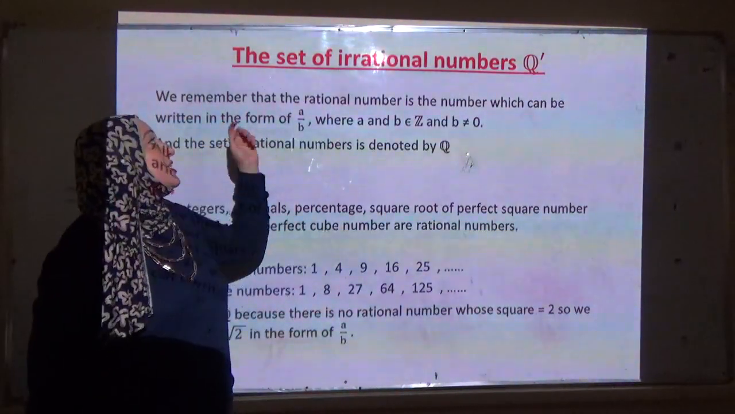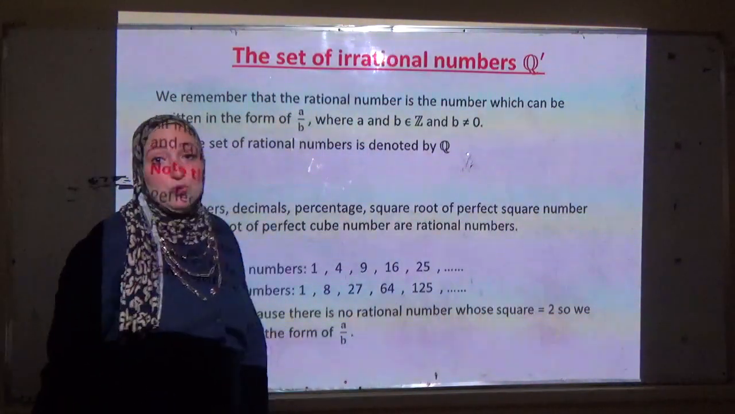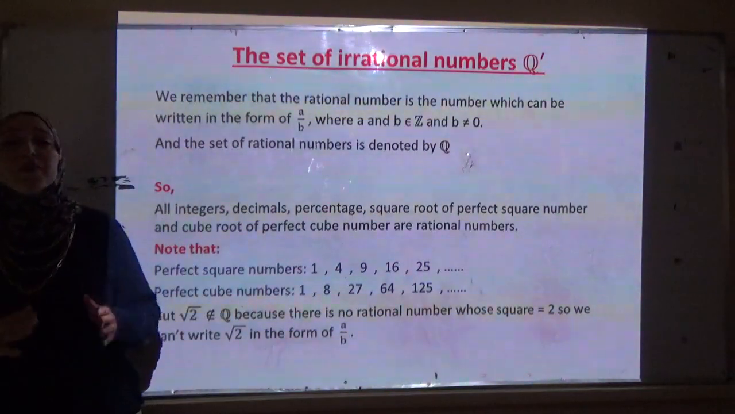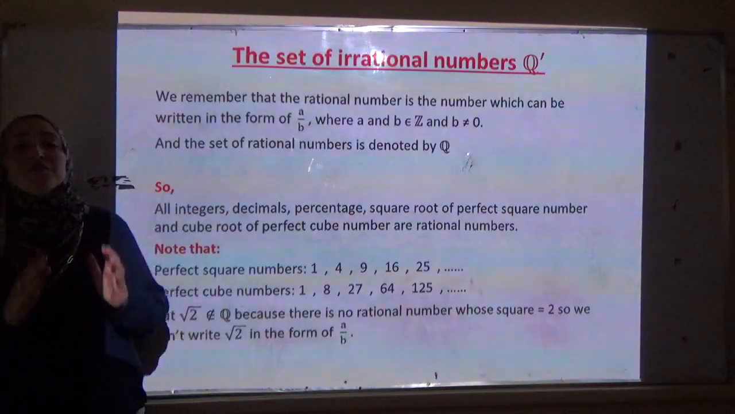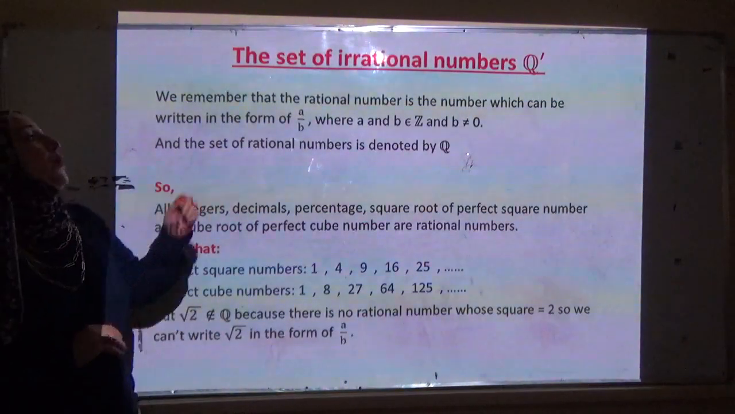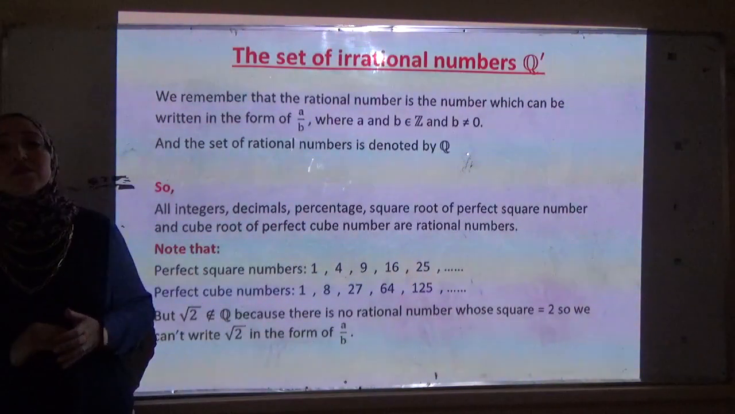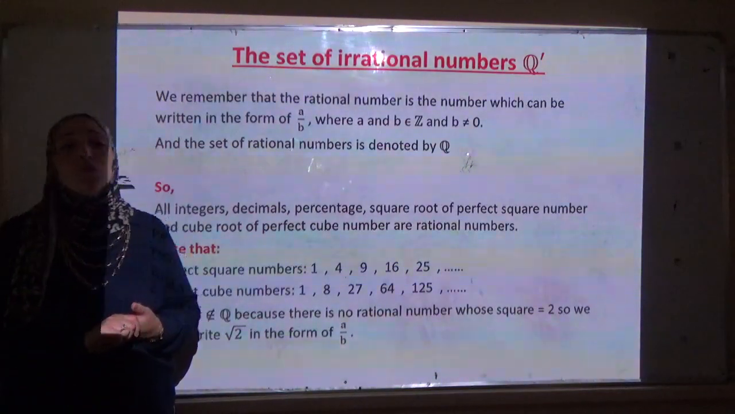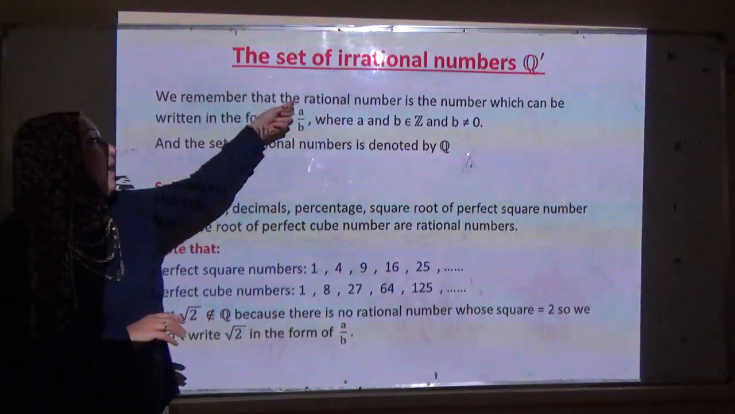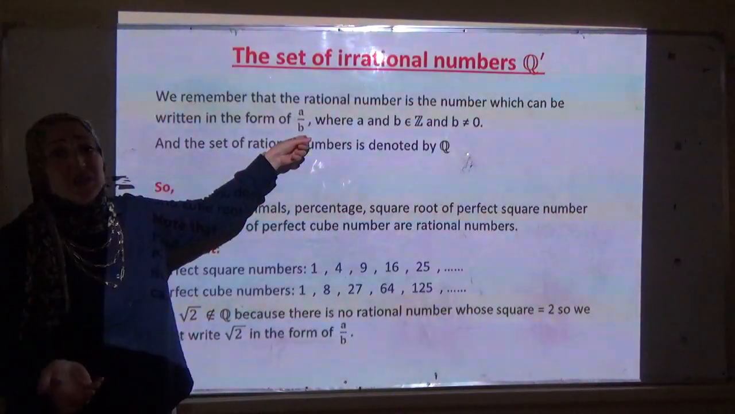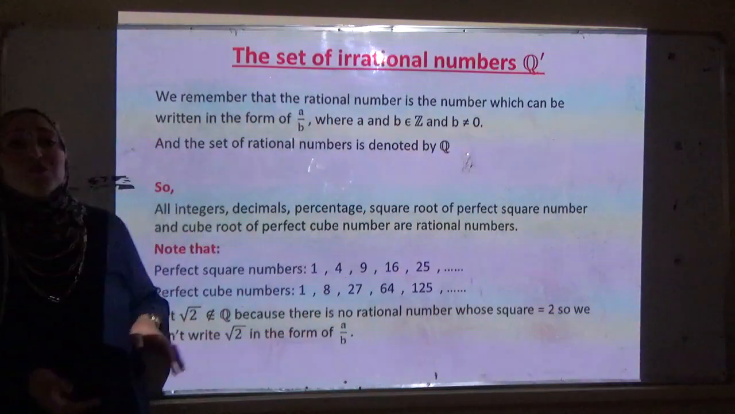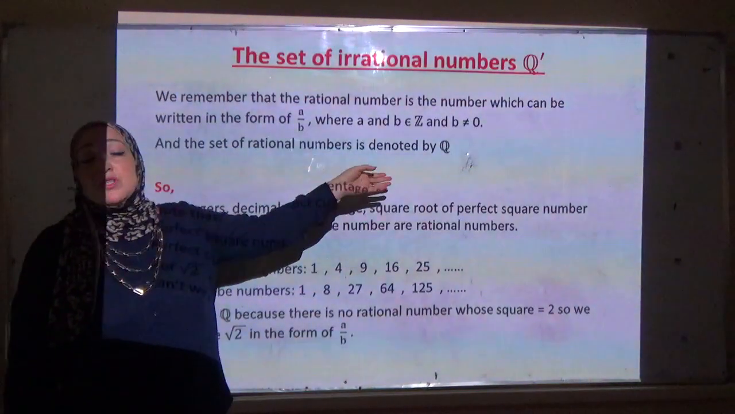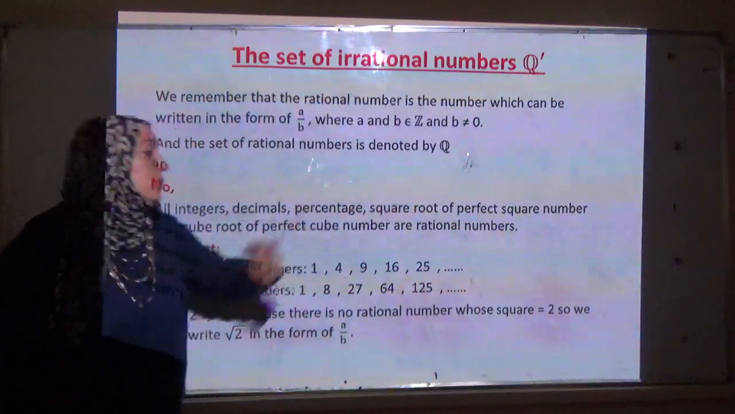Our lesson today is the set of irrational numbers, Q dash. We remember that a rational number is any number we can write in the form of A over B, where A and B are integers, and B is not equal to 0. Why B not equal to 0? Because A over 0 has no meaning, it's meaningless. So B must be not equal to 0. And this set of rational numbers is denoted by Q.